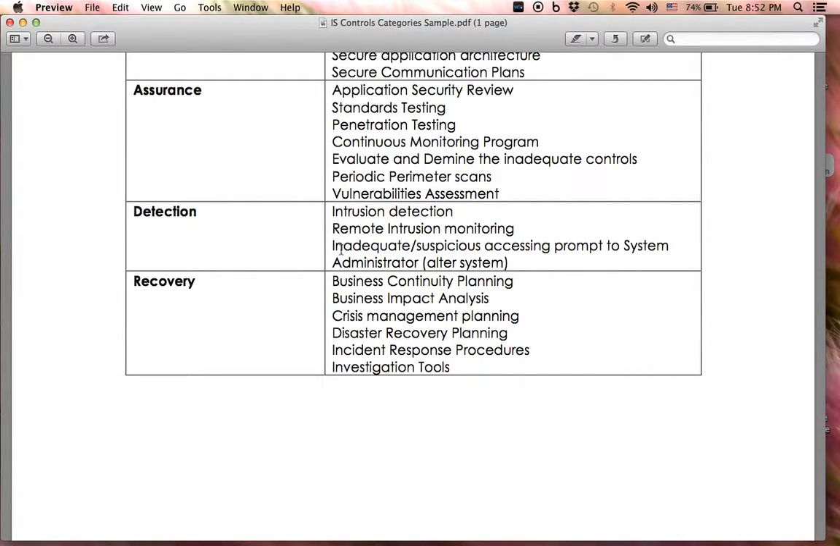So the next is inadequate or suspicious access prompts to the system. This is an area that can be exposed to internal attack. We can say IT sabotage. So the auditor or risk assessor needs to address this area in a significant way.